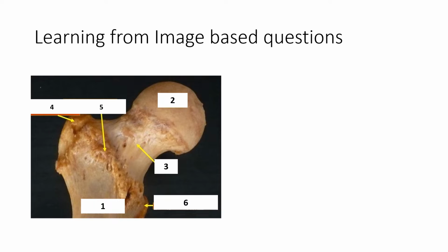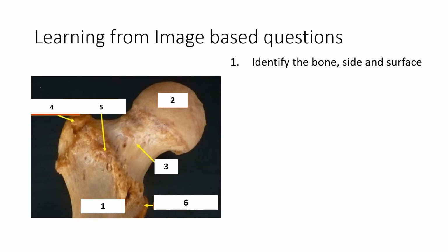Look at the image and try to recollect what bone it is, and then look at the arrows and then the numbers, and then start seeing the questions and recollect the osteology you have learned about this bone. So whenever a bone is given, we should be able to identify the bone, its side and surface.